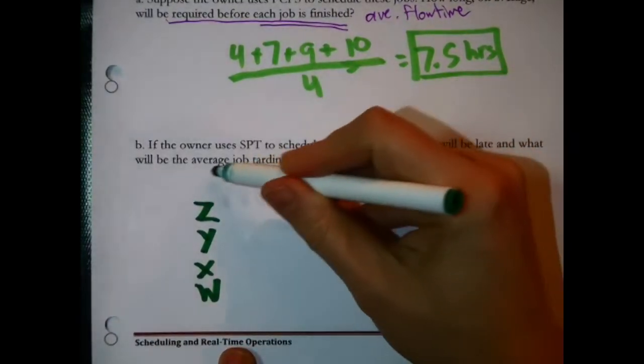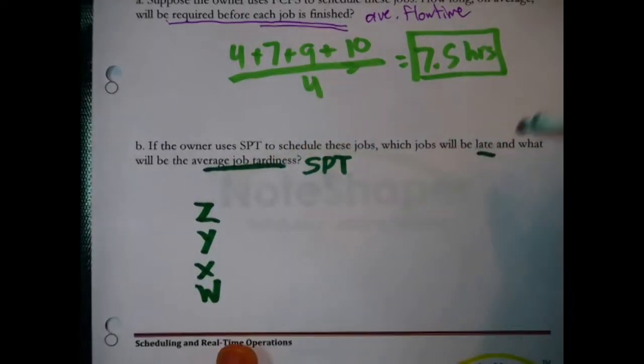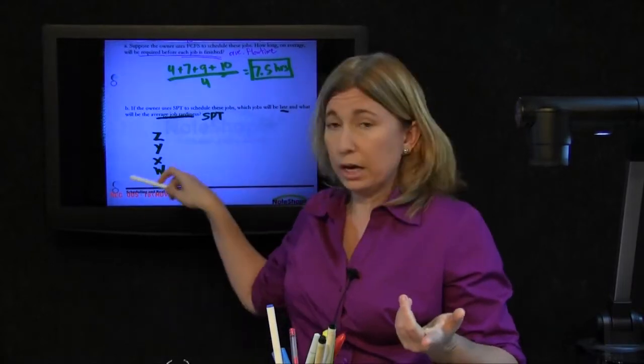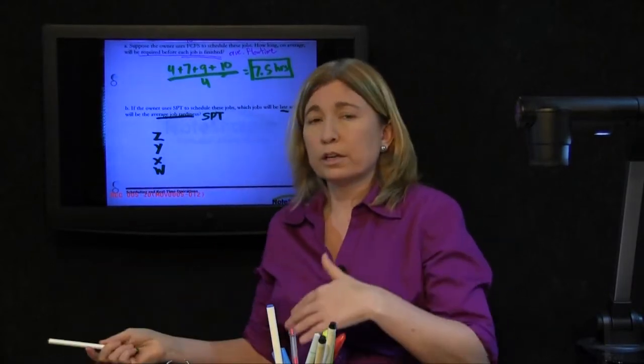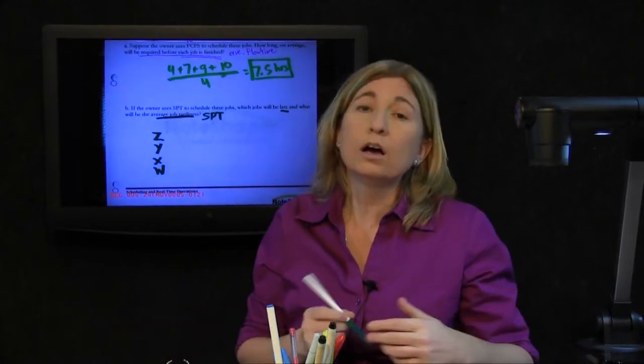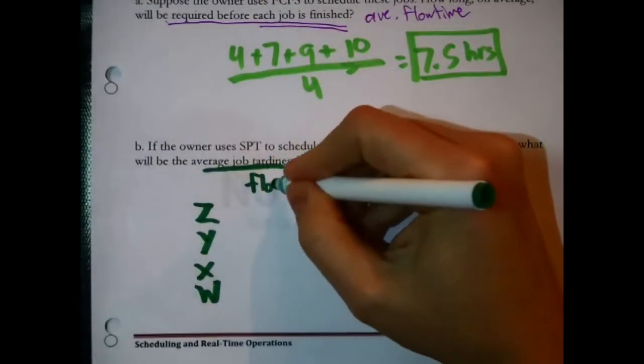Now, what was asked is who's going to be late and what's the average tardiness. In order to assess if a job's going to be late in a sequence, or to calculate the tardiness, you have to calculate the flow time first. Oh, all right. So I'll make a column here for flow time.